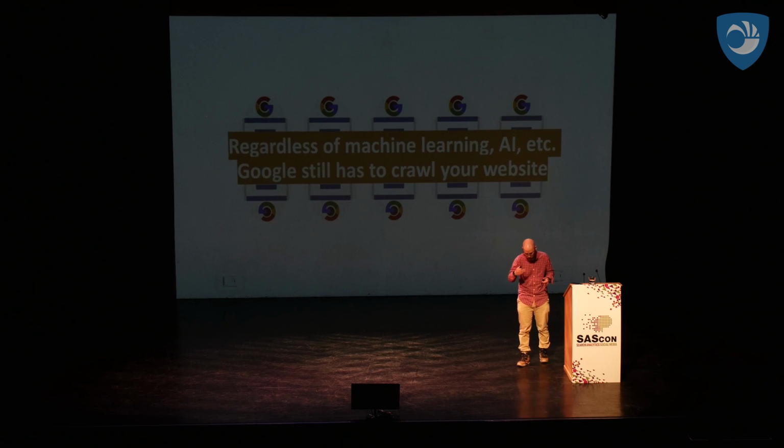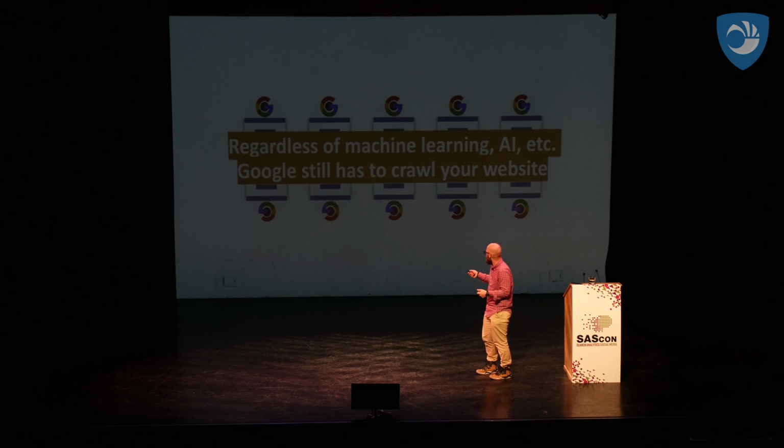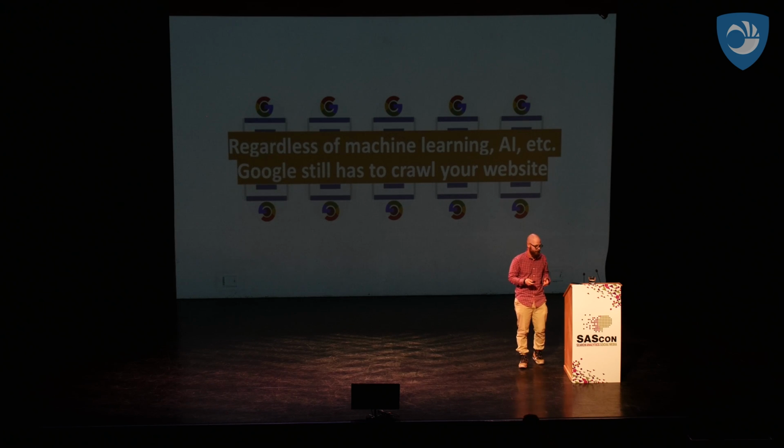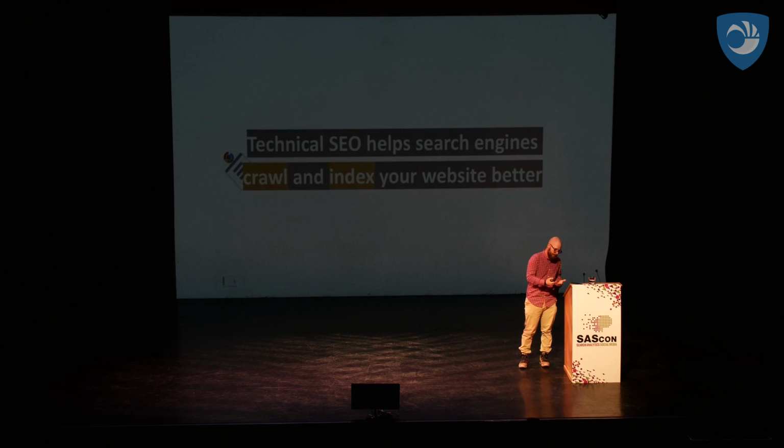And going back to the weak point, regardless of machine learning, artificial intelligence, and stuff like that, Google still has to crawl your website to index and rank it. So to simplify that even more, technical SEO helps search engines crawl and index your website a little bit better.